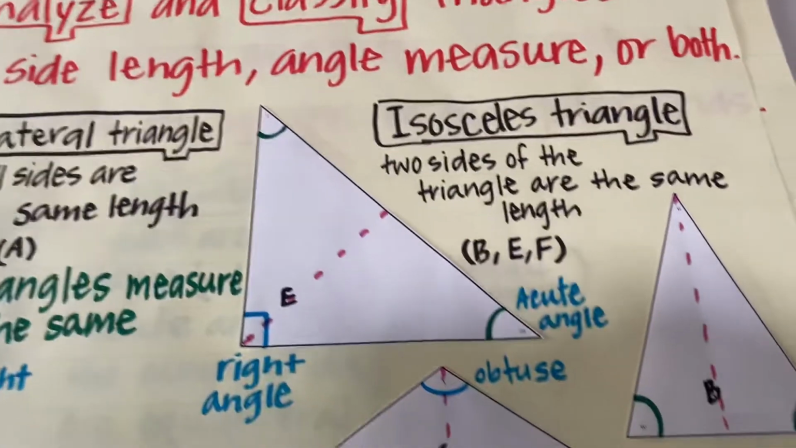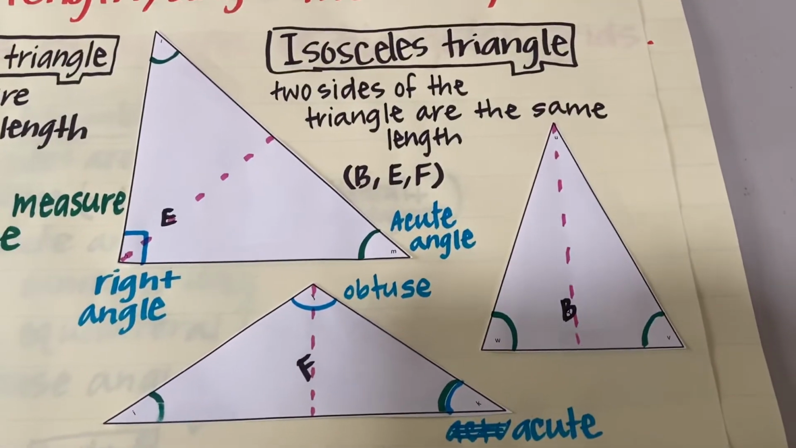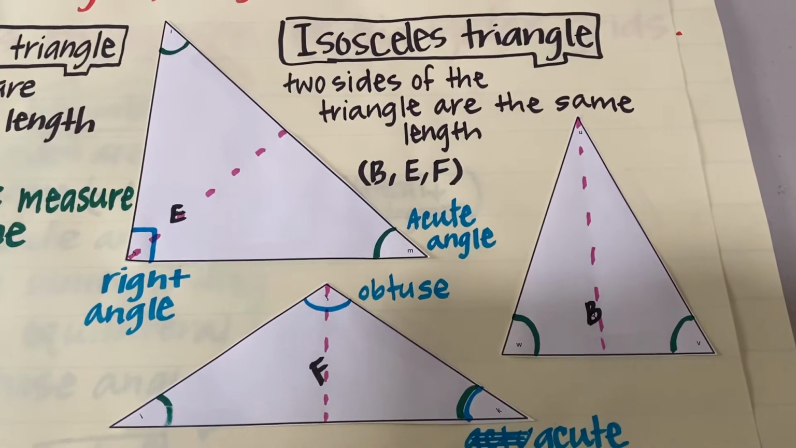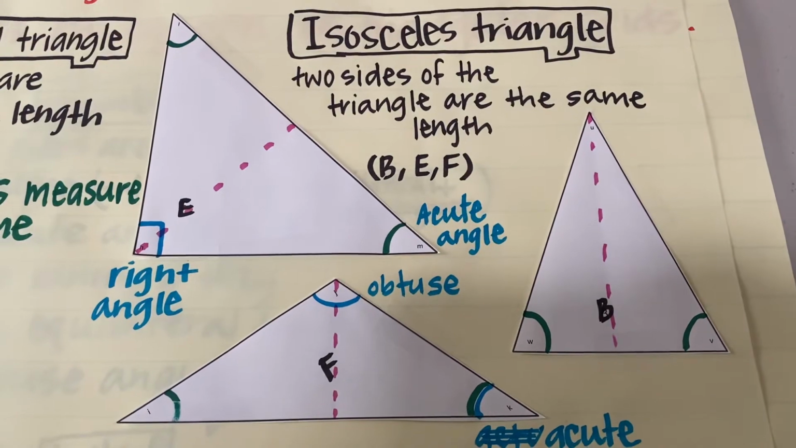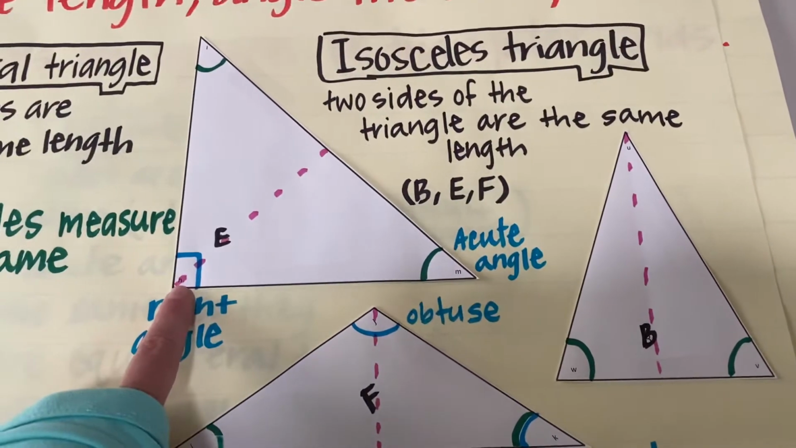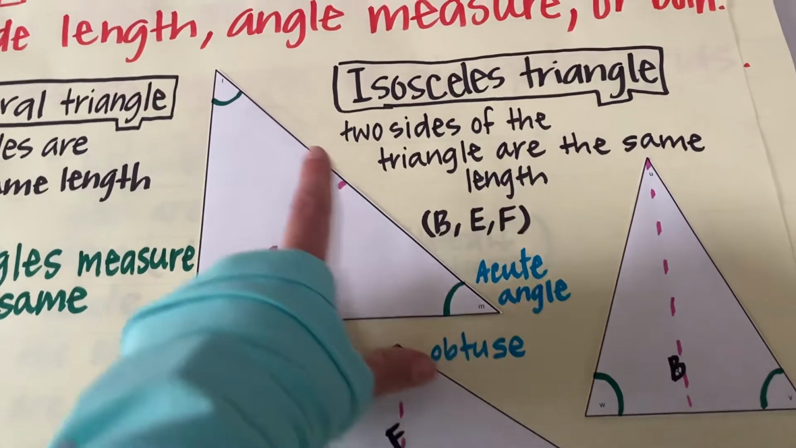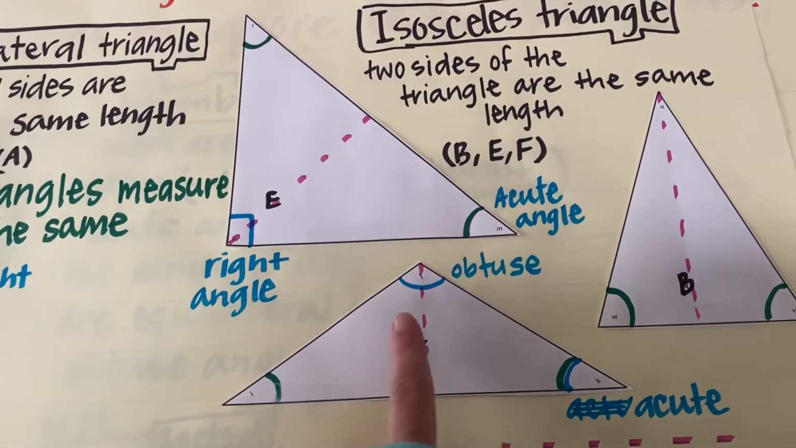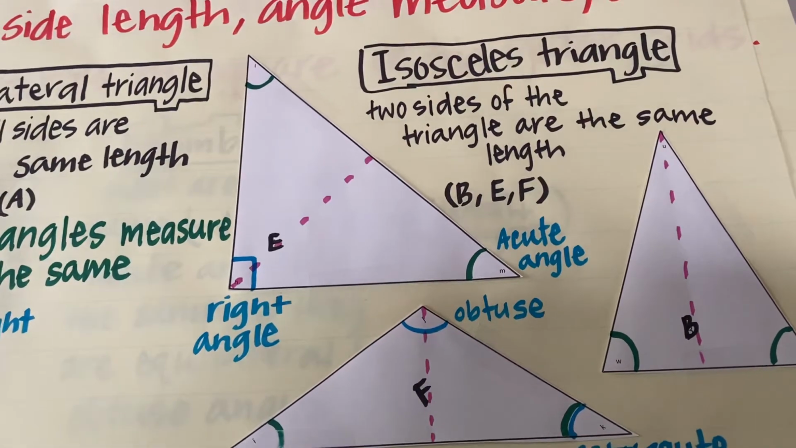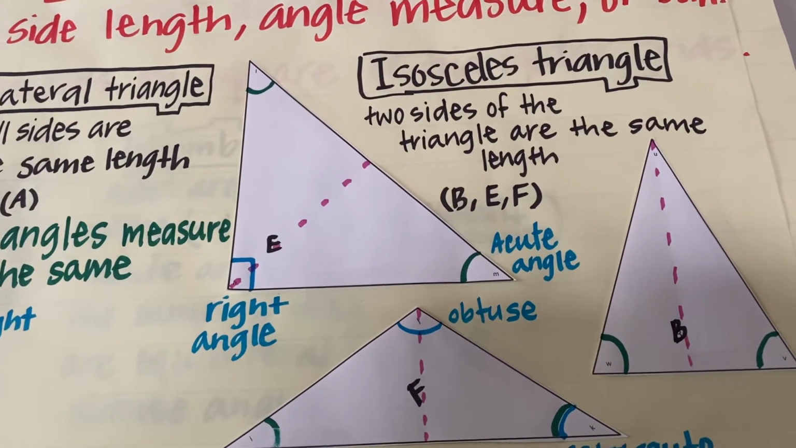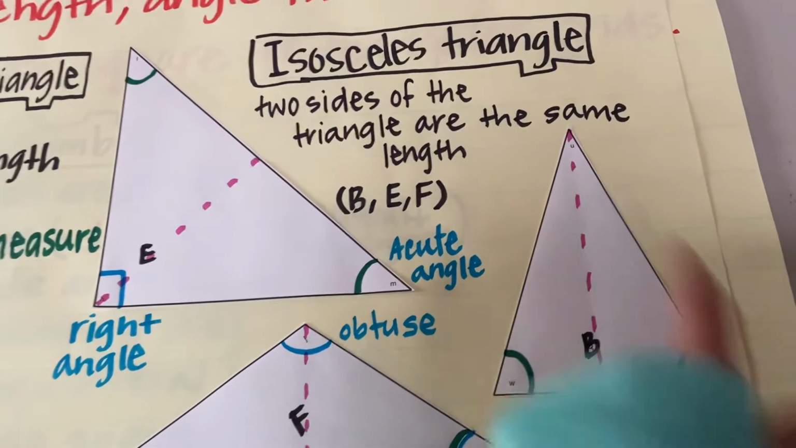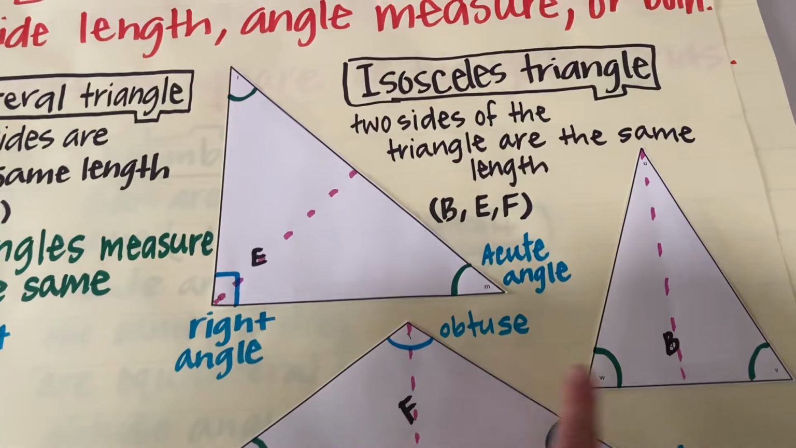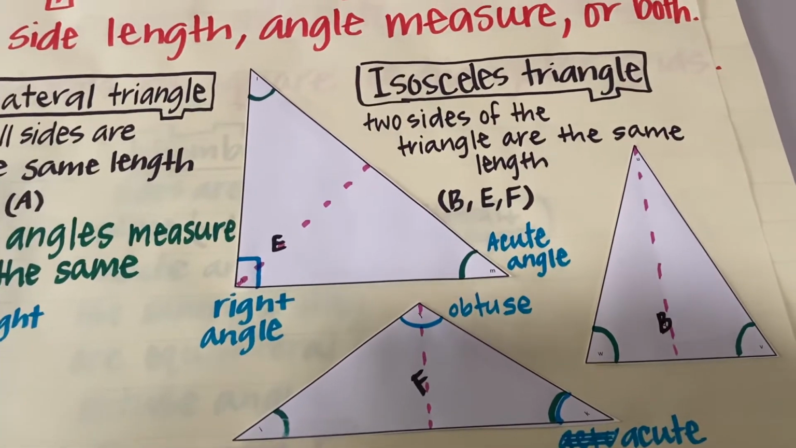The second set of triangles are what we call isosceles triangles. They have two sides that are the same length. A right angle can be one of the angles, and then you could have two acute angles, or you might have two acute and one obtuse, okay? Or all three might be acute, but they are not going to measure the same. So in your templates, E, F, and B are isosceles triangles.